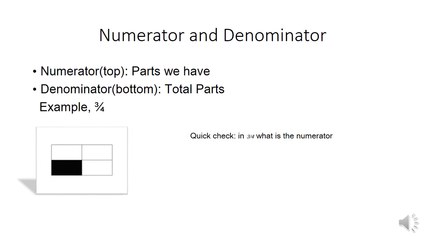Numerator and denominator. Now, this is a main part, so you might want to pay attention. A numerator is the top, the parts we have, and the denominator is the bottom, the total parts, or like the whole. This is an example: 3/4, 1, 2, 3 over 4, which is one empty one, which makes it 3 over 4, because 4 is the whole or the total of it, right guys? And then 3 is the total of shaded parts that we have, which gives us 3, all right guys?